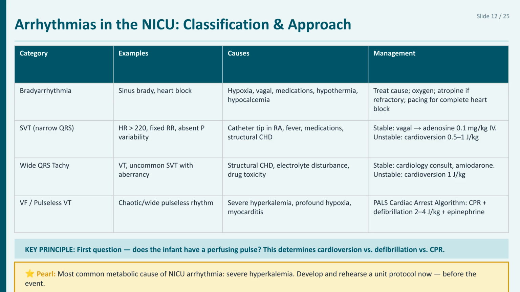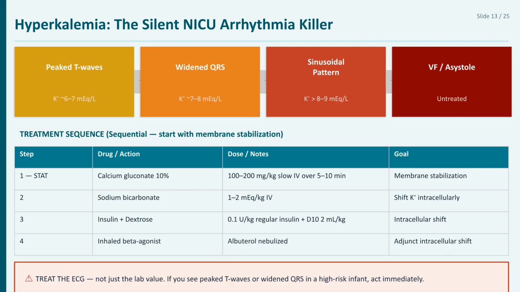Severe hyperkalemia is the most common metabolic cause of NICU arrhythmia. Rehearse a protocol now. Hyperkalemia is a silent arrhythmia killer, progressing from peaked T waves to VF or asystole as potassium levels rise.